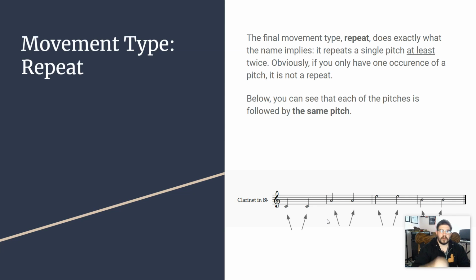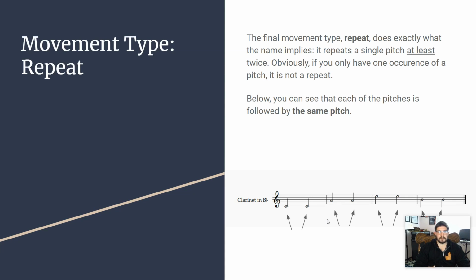So if you are looking here, we've got, for example, that C, that middle C below the staff right there. It's followed by another C. Now in the next measure, we have 2 A's that are following each other, then E's, and then B's. So yes, they are changing in each measure. They're changing where the pitch is, but within each measure, you are having the same pitch happen at least twice.